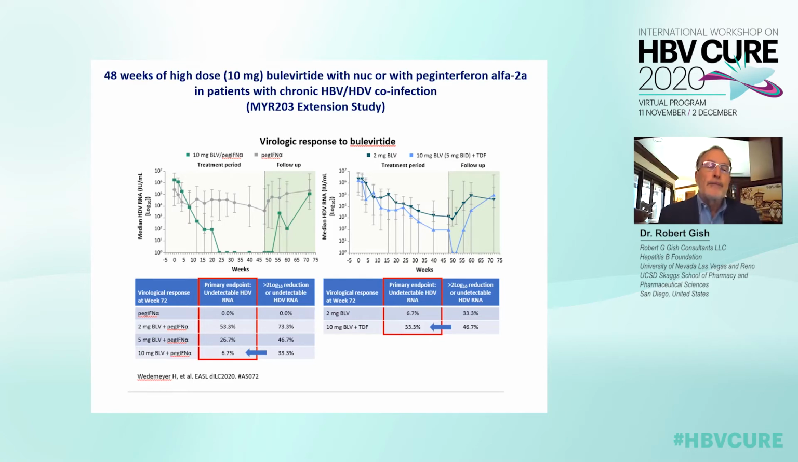Let's look at the primary endpoint. This was interesting in the pegylated interferon study that the higher dose, there was a lower primary endpoint reached at 6.7% of undetectable HBV RNA. Conversely, using Bulevirtide plus tenofovir, we had a 33% of patients reaching that primary endpoint. So clearly with these dose differences in terms of viral reduction, there may be a different dose chosen for the TDF or combination with the nucleoside or nucleotide analog versus combination with pegylated interferon. As you note, the 2 milligram plus pegylated interferon reached 53% at the primary endpoint.